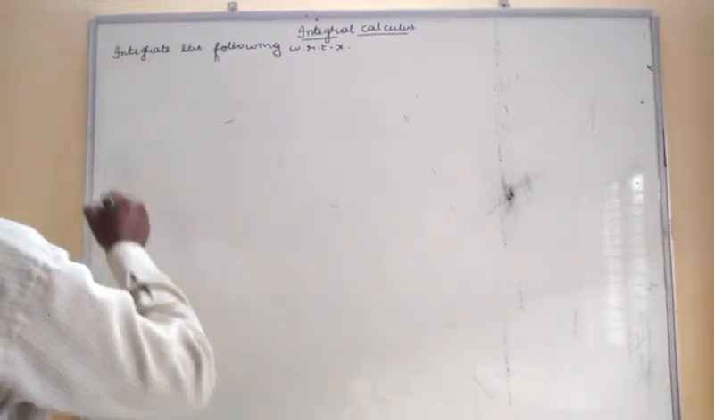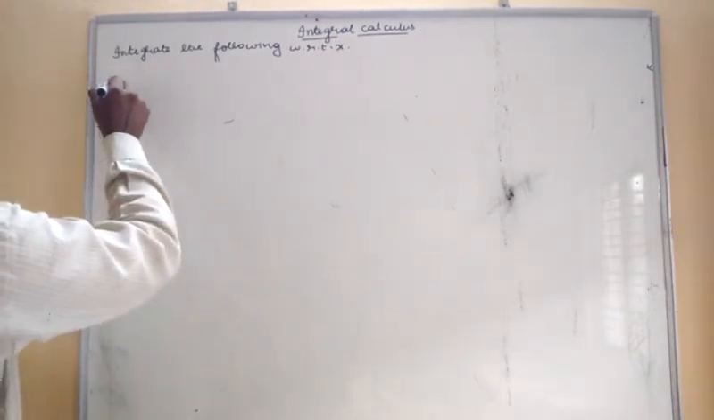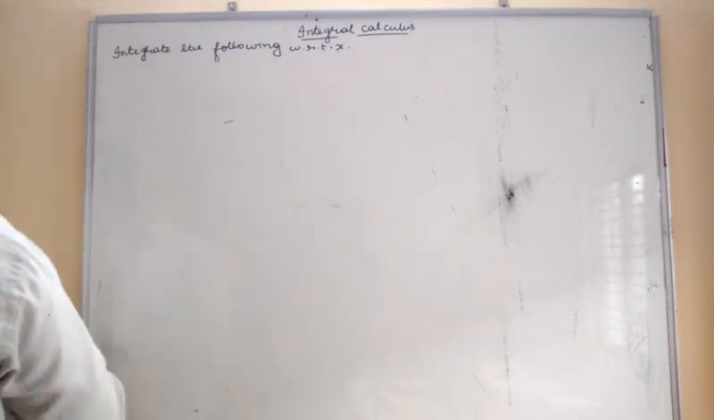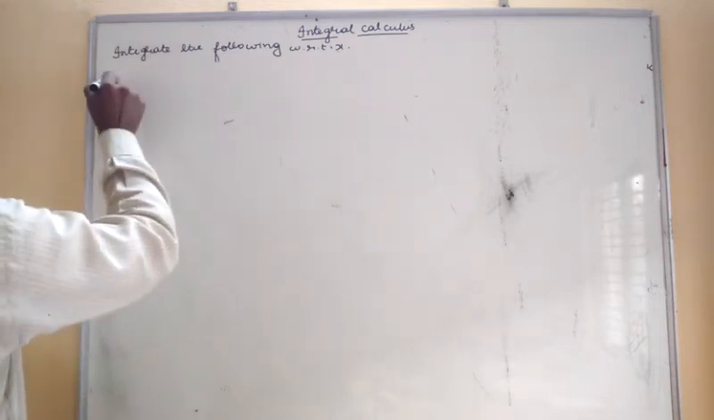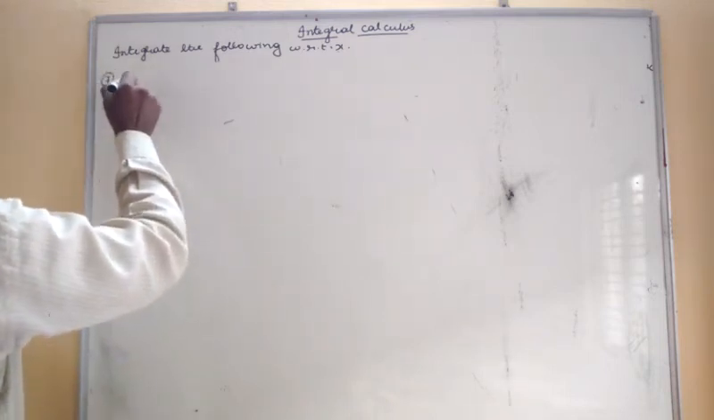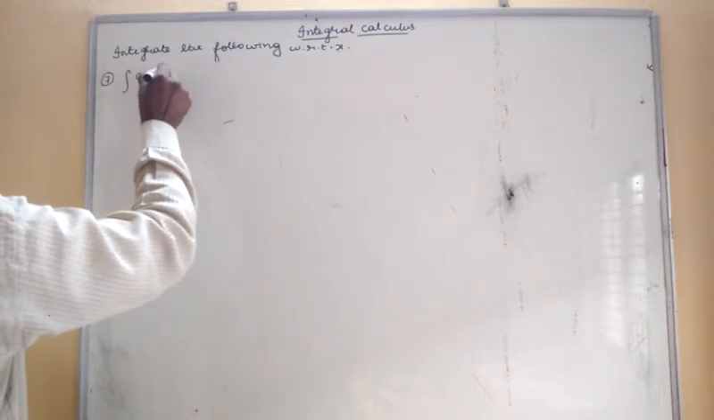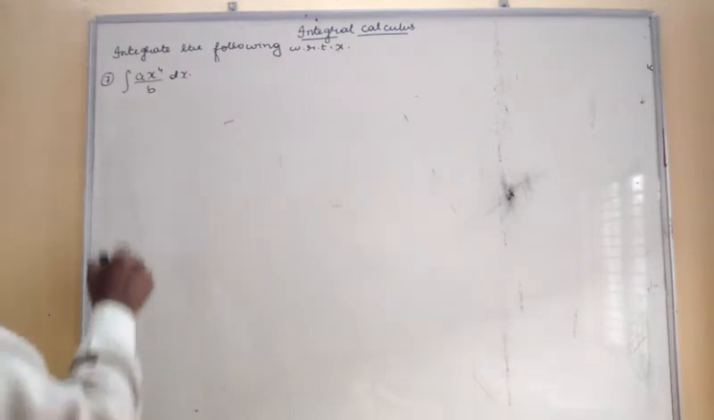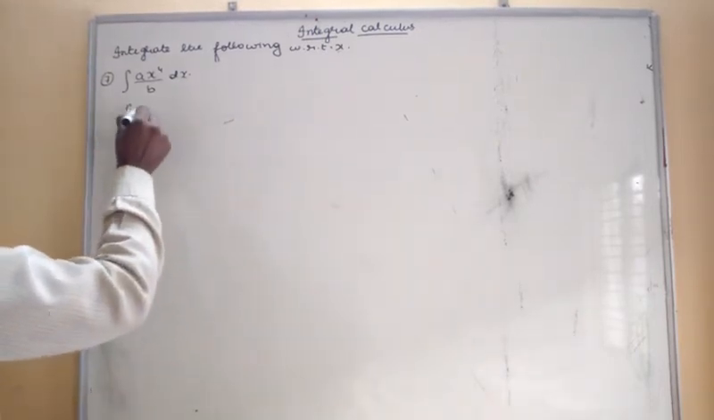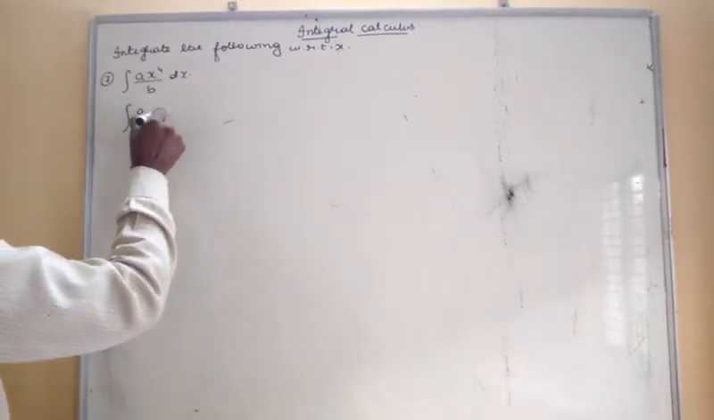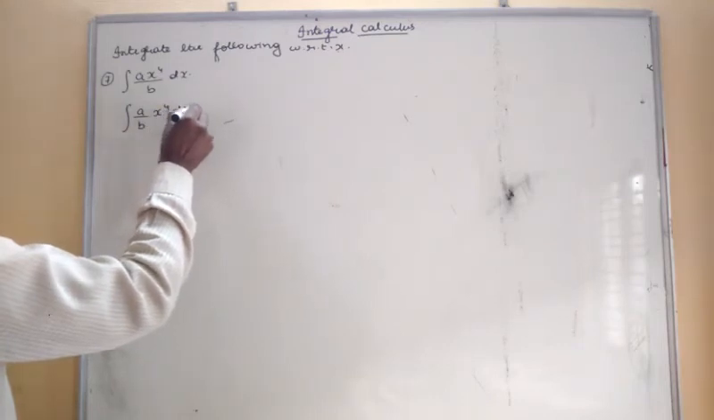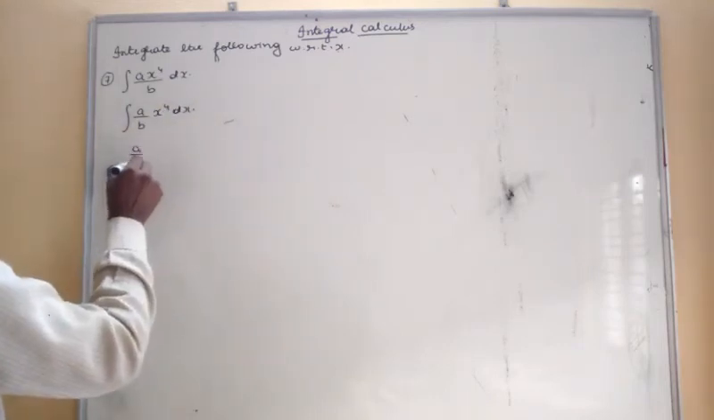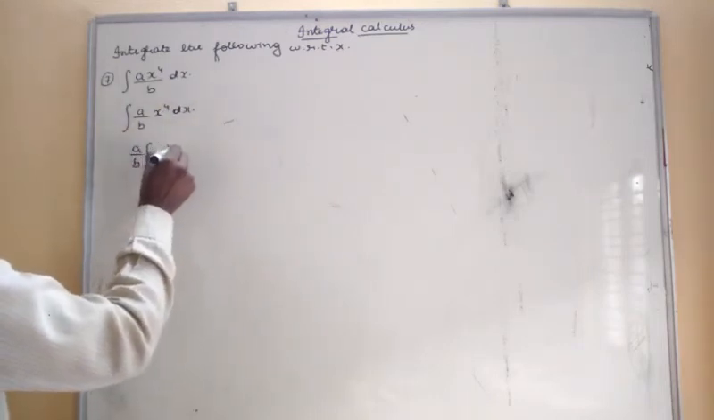Let us take the next one. Integration of a x to the power of 4 by b dx. Here a by b is a constant, so we can write a by b times the integration of x to the power of 4 dx.